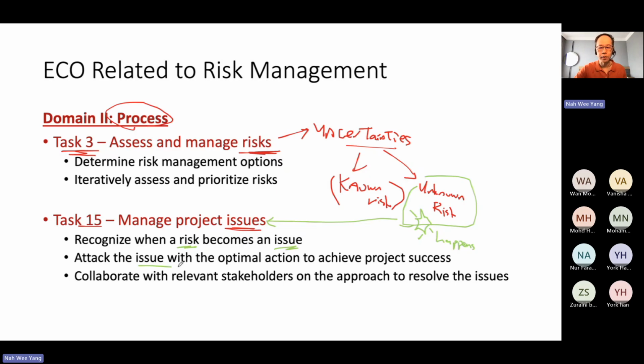So attack the issue with the optimal action to achieve the project success. Mainly, how we deal with the issue is to look at the best and most effective thing that we're able to do to solve the problem. So collaborate with the relevant stakeholders and approach to resolve. Again, just like in the earlier people domain, we try to make use of the network, using the influence, ability or power of the stakeholders to help us solve this issue.